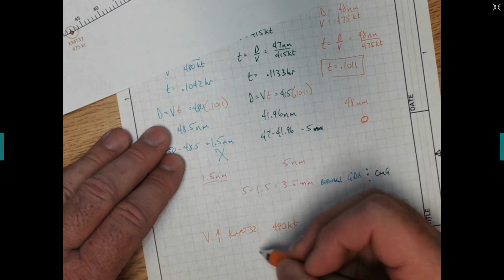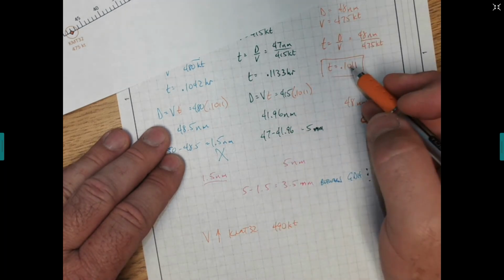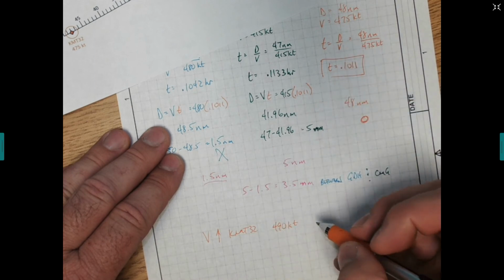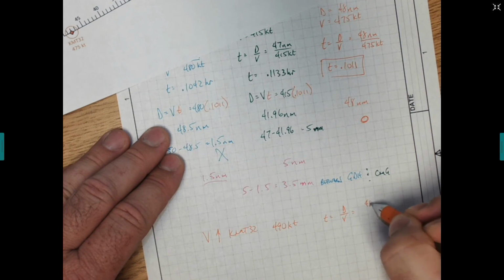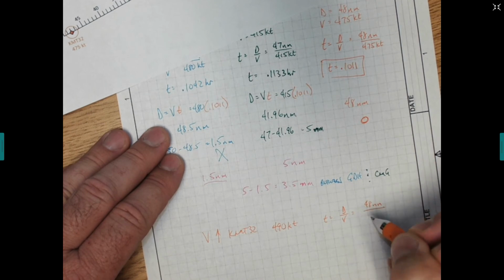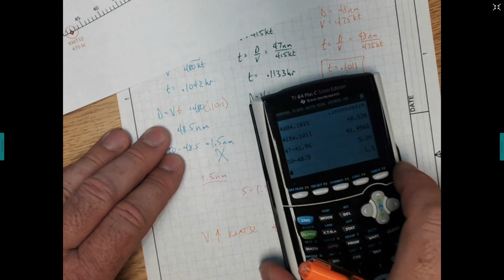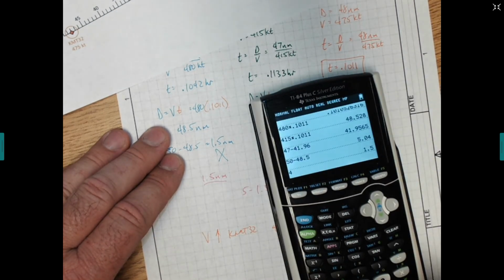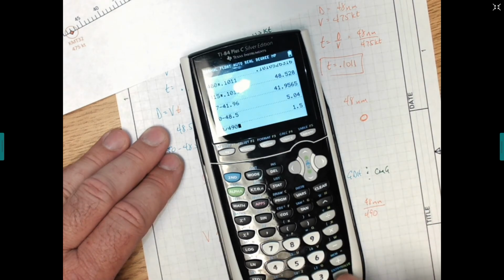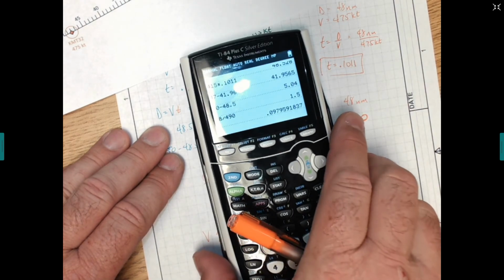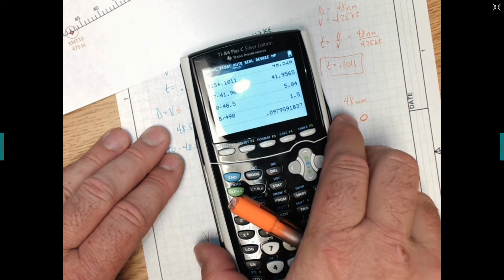Okay, and then we just run this again. So now you solve this again, and we say that my time is now the distance over the velocity. The distance is still the 48 nautical miles, and my velocity now is 490. And so now when we do this, 48, sorry, divided by the 490, we get that my time is now 0.098.